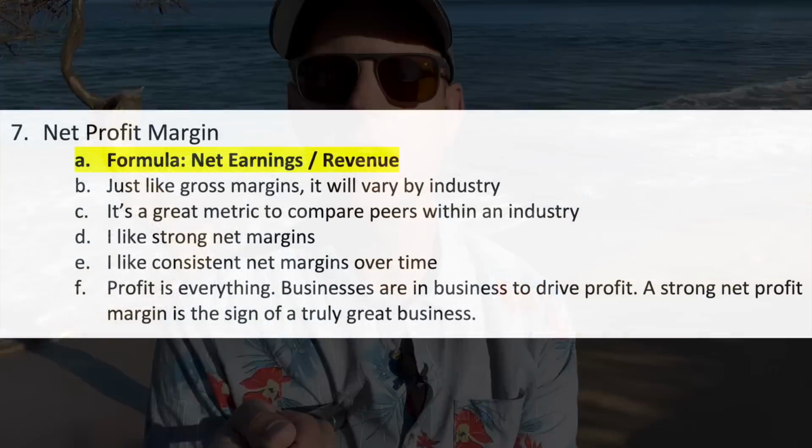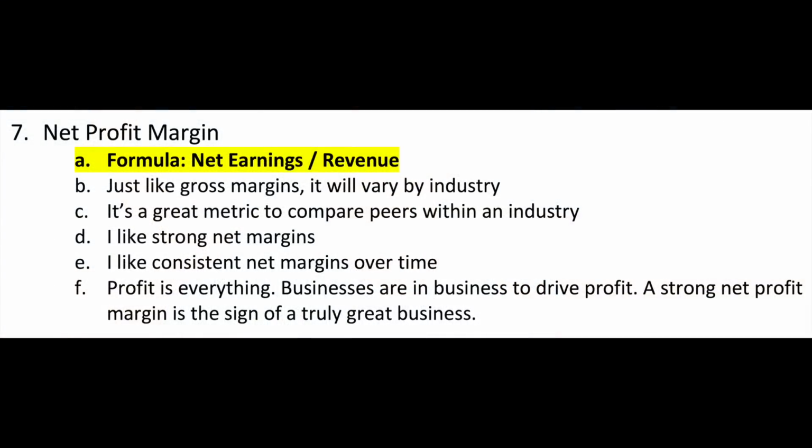Metric number 7 is the net profit margin. Net profit margin is all the way at the bottom of the income statement. Whereas gross profit margin is calculated more towards the top of the income statement, net profit margin happens at the bottom of the income statement, and it's the net earnings divided by revenue. And so net profit margin gives an overall feeling of how profitable the company is. At the end of the day, when everything is said and done, how profitable is the company?